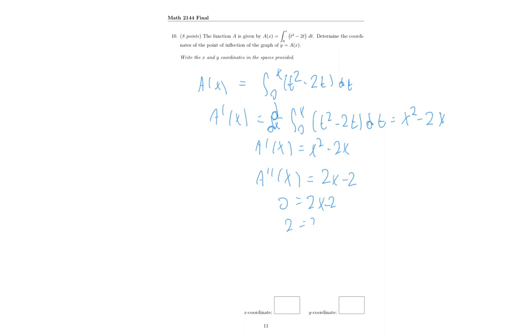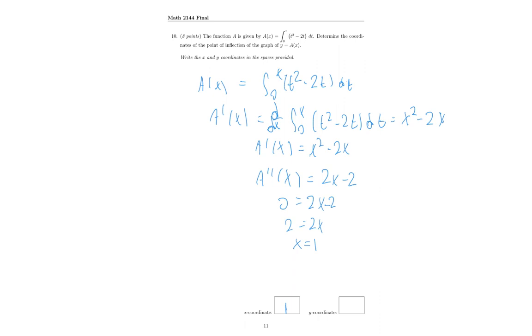So I get 2 equals 2x, so I get when x is 1. And that's going to be my point of inflection. And it wants us to know the x and y coordinate. Well, the x coordinate is 1.